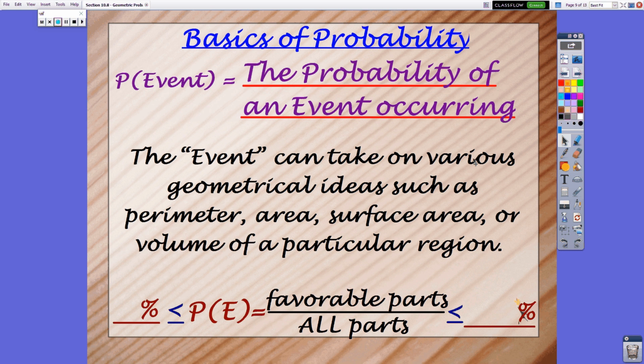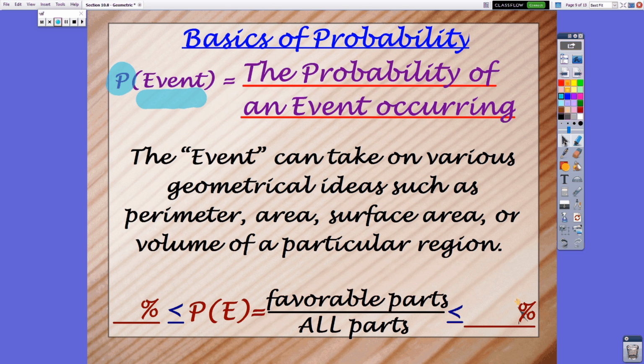Anytime mathematically that you would write the probability of an event, we use a capital P for probability, and then in parentheses you would put what that event is that you want to find the probability of. The event can take on various geometrical ideas, especially this chapter, such as perimeter or area or surface area or volume of a particular region. Now, in general, probability is used in statistics, and so we might say that the event is a particular thing that happens instead of something geometrical. But we're going to stick with the idea of geometric probability.